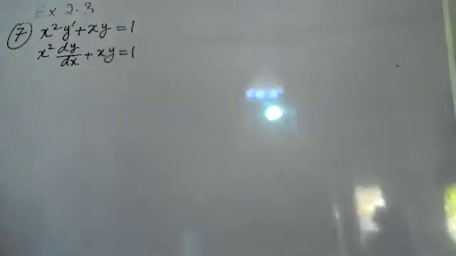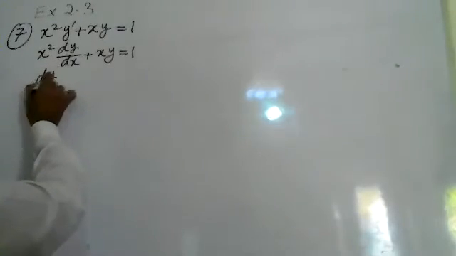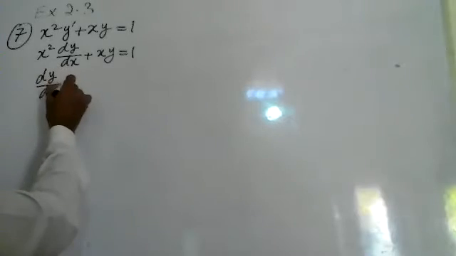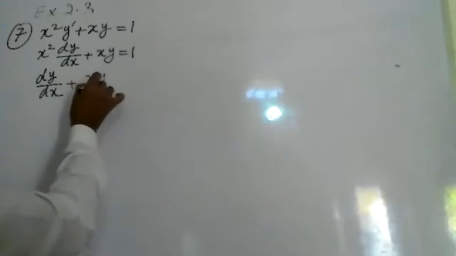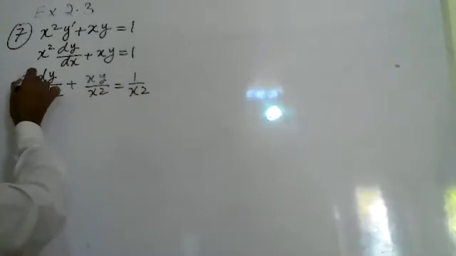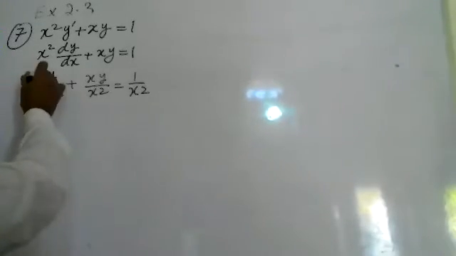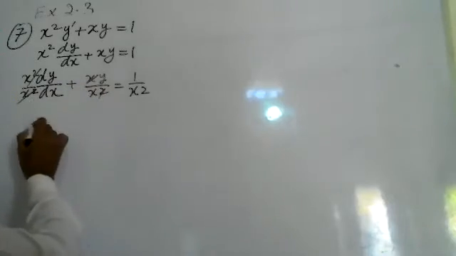Now divide by x square. If we divide by x square, it will become 1. Divide this one, this also, by x square, so that the coefficient of dy upon dx will become 1. To convert into the standard form, 1x is cancelled.